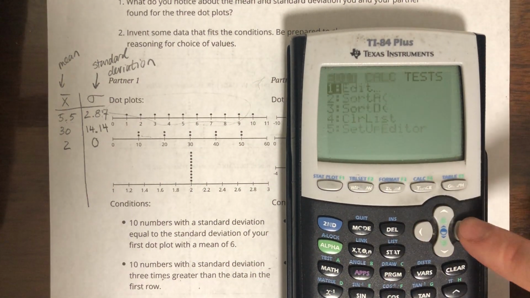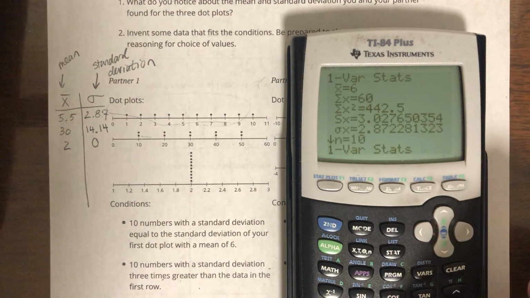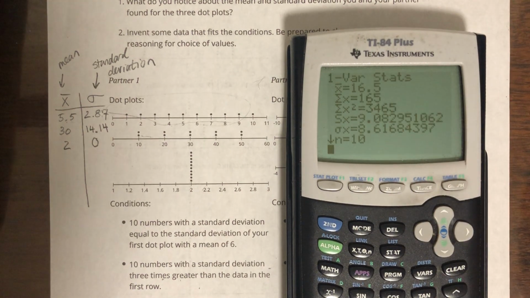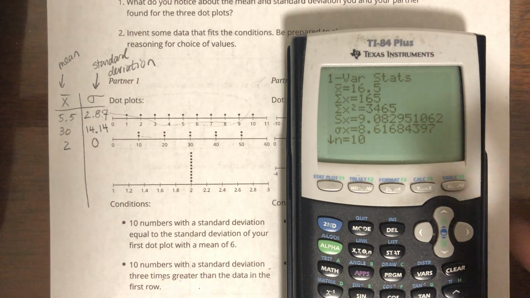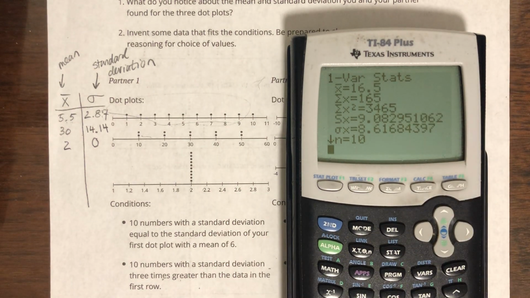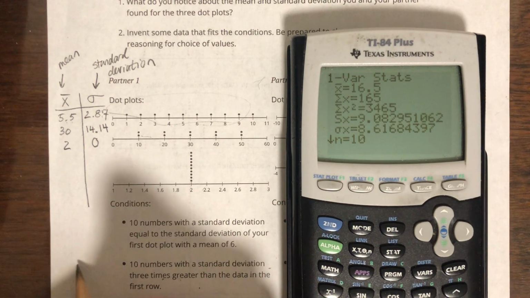So now let's see if the standard deviation actually went up as well. So that was list 4. So my mean has gone up to 16.5. That's interesting. We should write that down. 16.5. So for this one.